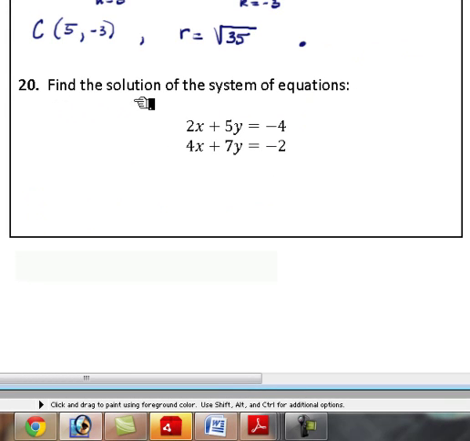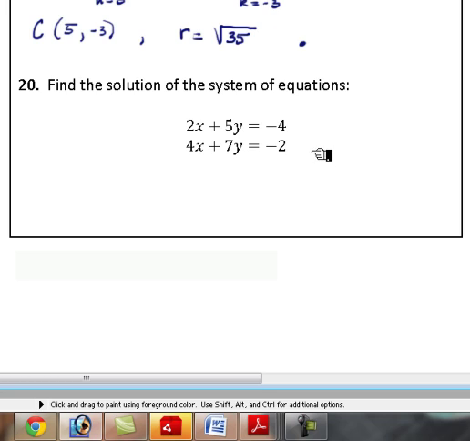Okay, in number 20, we want to find the solution of the system of equations. When we have a system of equations, that is 2 equations and 2 unknowns, the unknowns are x and y, then we're going to get a solution that's going to be an x solution and a y solution, or our solution will be a point, x comma y. All right, now what we're going to do is we want to add these 2 equations together and get either the x column to cancel or the y column. Now as it stands now, neither column will cancel when we add them together.